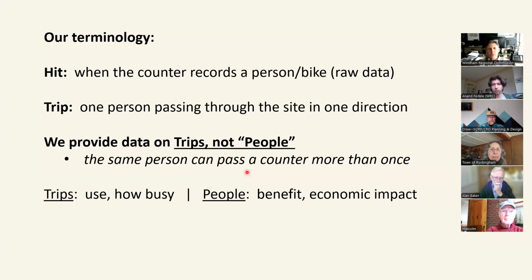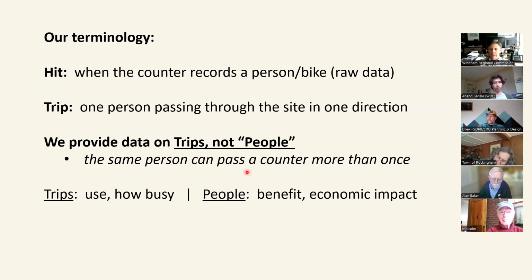So the terminology that we use, we tend to use the term hit when we're talking about raw data on the counter. So if somebody passes our counter, we call that a hit on the counter. When we take the data and process it and give you an average of the use, we tend to use the term trip. And a trip is one person passing the counter in one direction. And so we'll talk about average trips per day on a trail. And it's very important to remember that we're providing data on trips, not on people.